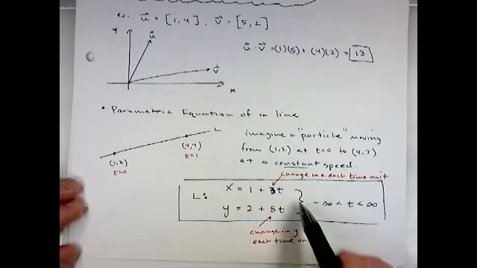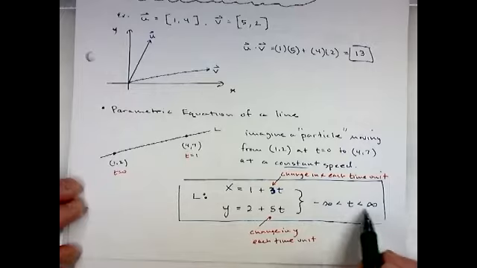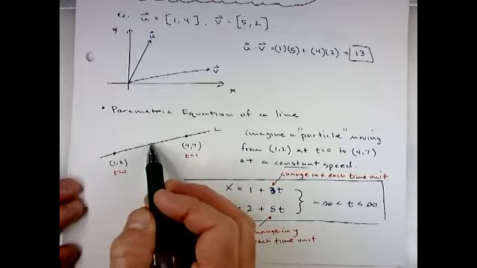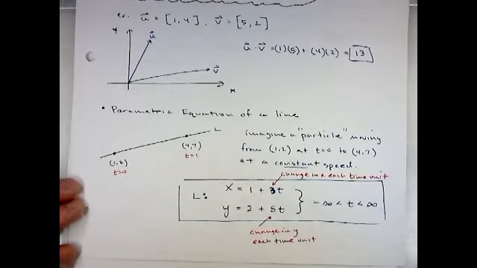So you can write the equation of the line as x equals 1 plus 3t, y equals 2 plus 5t, and as long as you allow t to be any number between negative infinity and positive infinity, you can generate every single point on that line with that parameterization.